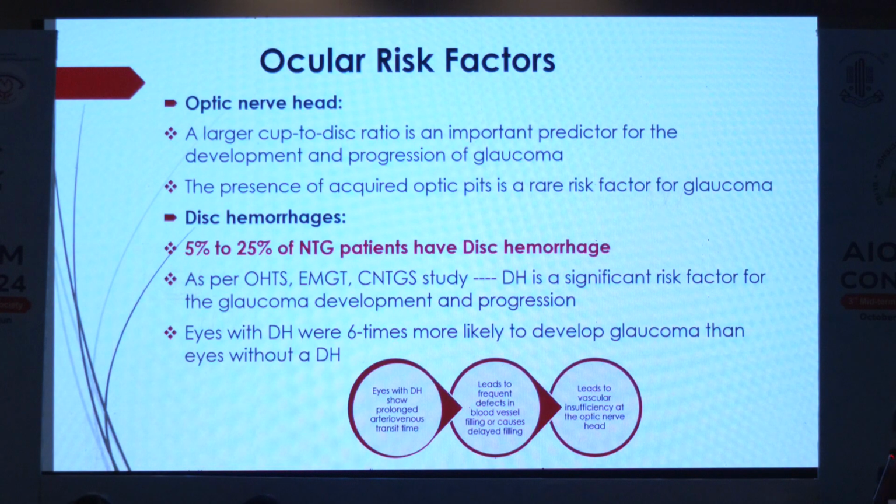Disc hemorrhages, as I already mentioned before, occur in 5 to 25% of patients with NTG, and again that's a sign of progression. And they are almost 6 times more likely to develop glaucoma than eyes without a disc hemorrhage.